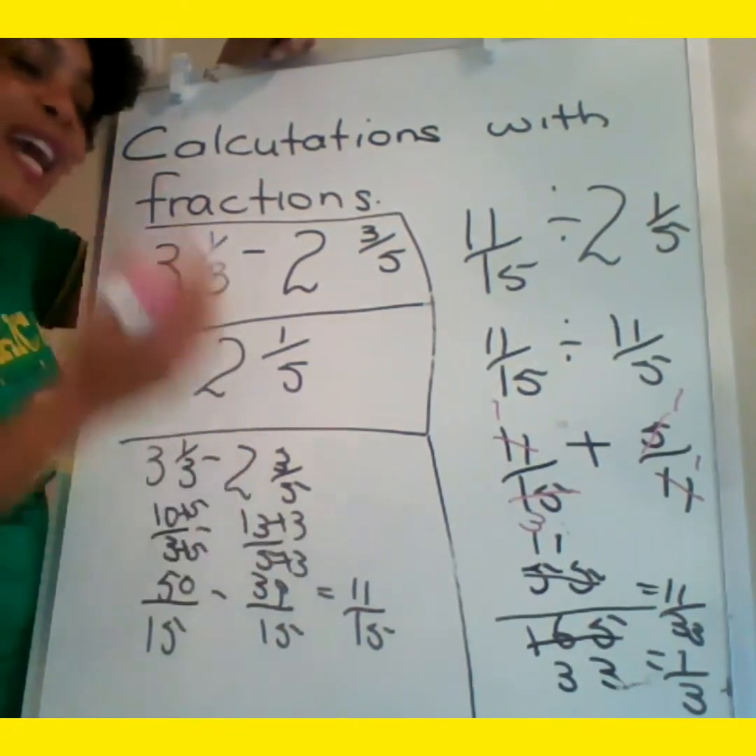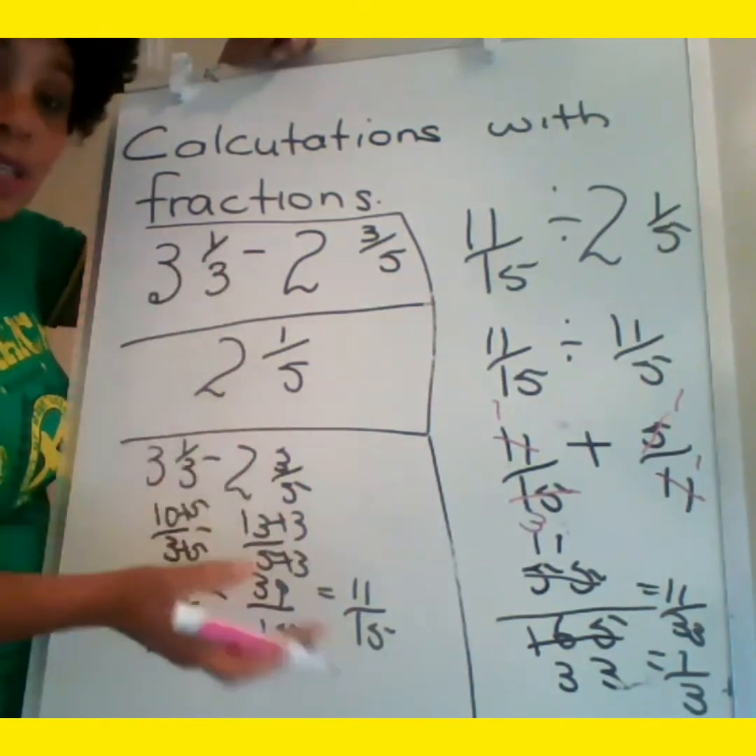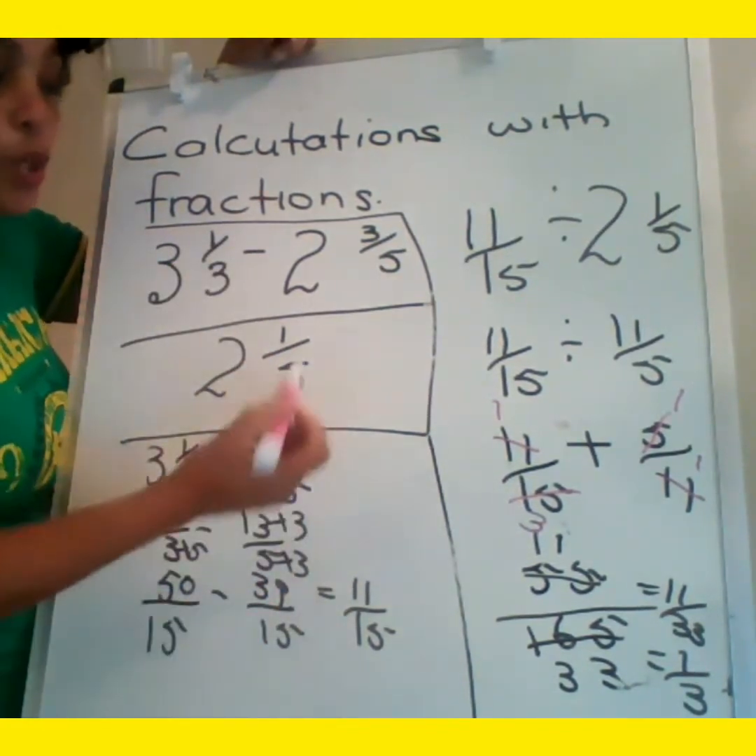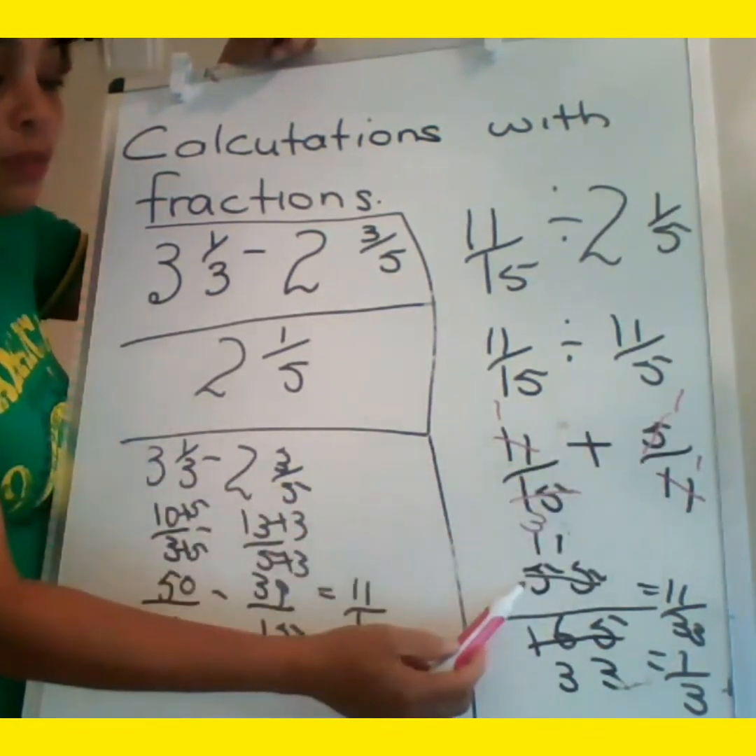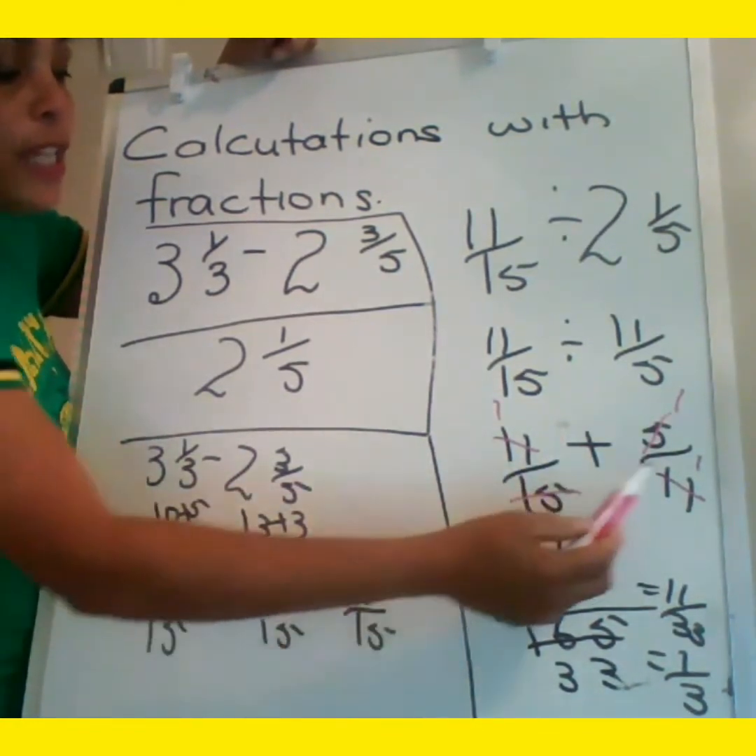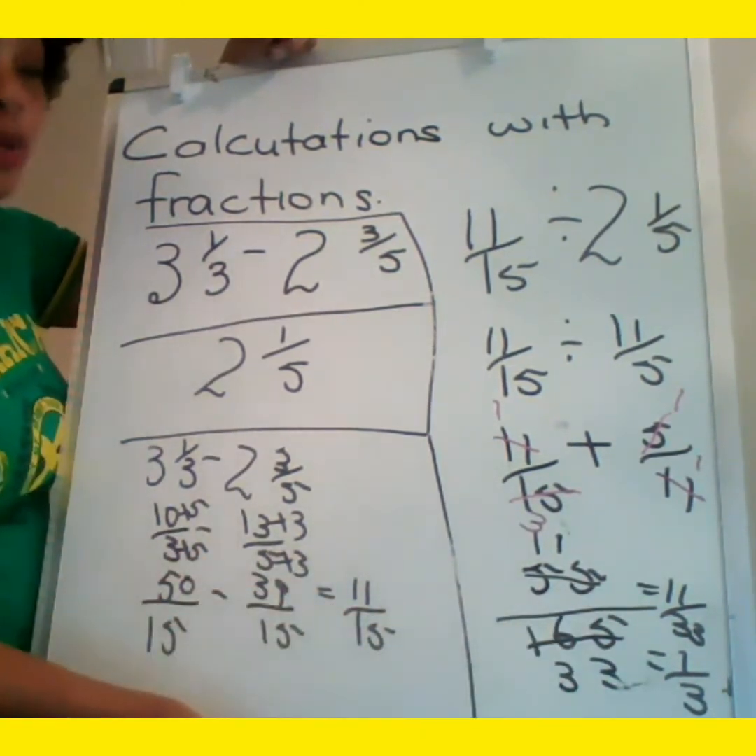So being able to cancel will be very beneficial here in terms of how quickly you get to the destination of your answer. So here, when we have that multiplication, we could do 11 times 5, which is 55, and then 15 times 11, which is 165. We cancel that down, we get 1 over 3.